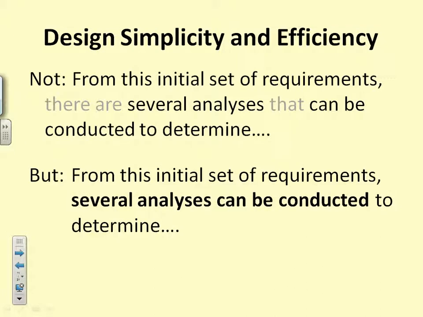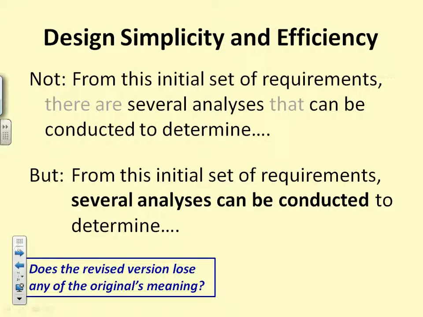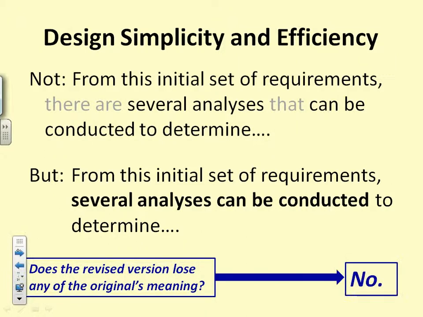So, from this initial set of requirements, there are several analyses that can be conducted to determine. What we want is, from this initial set of requirements, several analyses can be conducted to determine. And again, the question we ask is, does this revised version lose any of the meaning of the original? And it does not. We don't lose anything by losing those three words. It says the same thing. Okay?